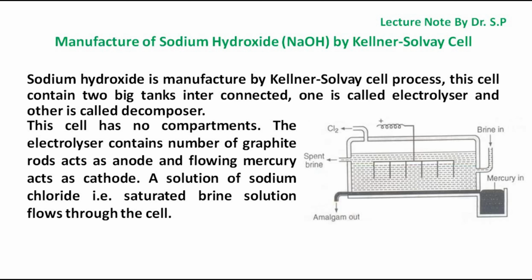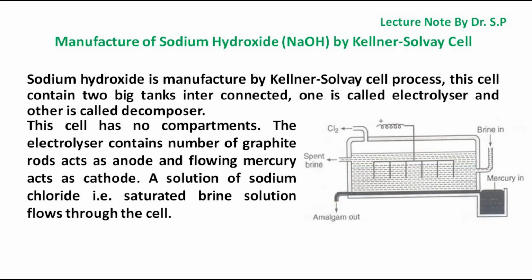Manufacture of sodium hydroxide, NaOH, by the Kellner-Solvay cell. Sodium hydroxide is manufactured by the Kellner-Solvay cell process. This cell contains two big tanks interconnected; one is called the electrolyser and the other is called the decomposer. This cell has no compartments.